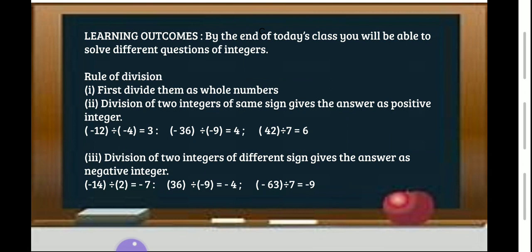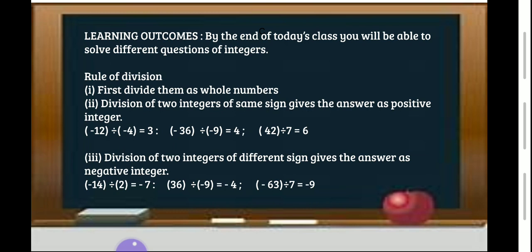If you are dividing two integers, then think of them as whole numbers and divide them. If they are of the same sign, then put the answer as a positive integer. Suppose we have negative 12 divided by negative 4. Now 12 divided by 4 gives the answer 3. As they both are negative, the answer will be positive 3. Negative 36 divided by negative 9: 36 divided by 9 is 4. As they both are negative, the answer will be positive 4.